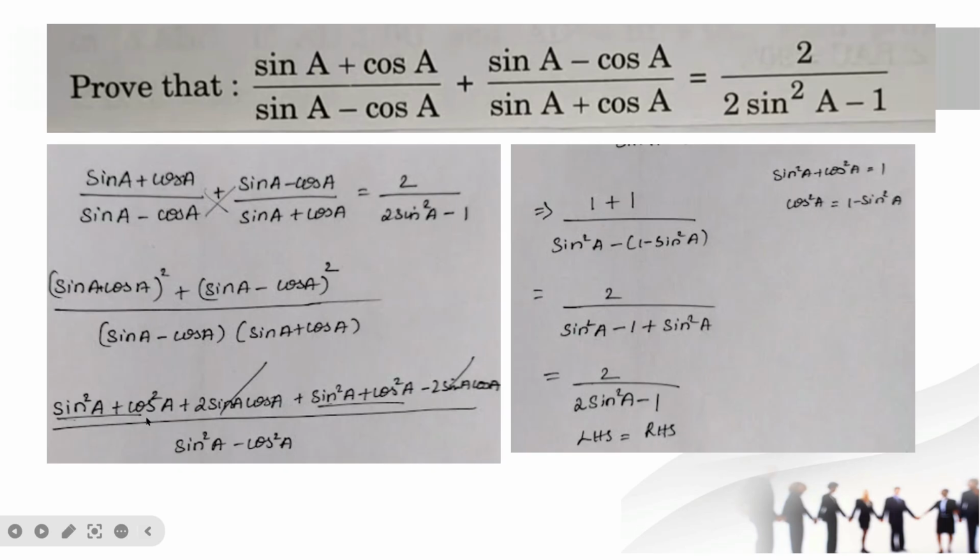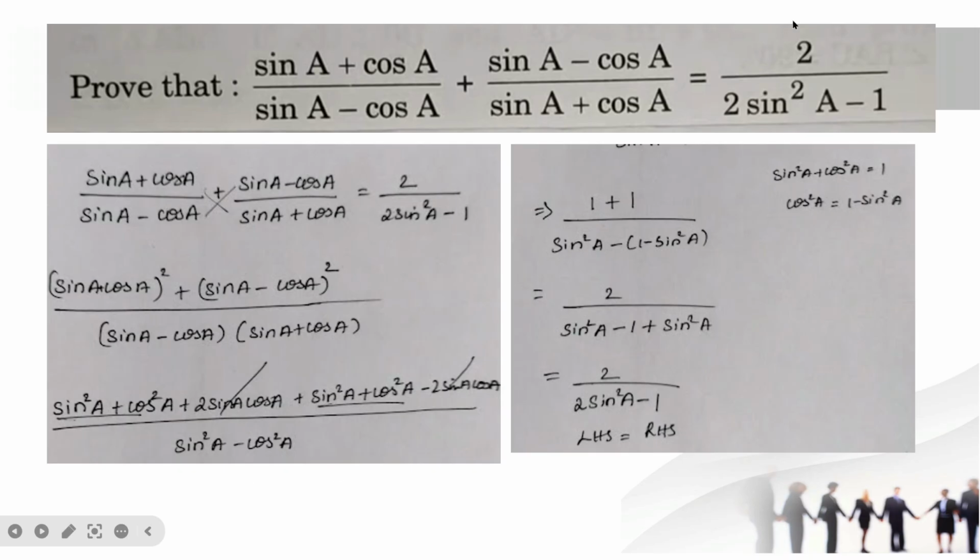So sin square plus cos square plus 2 sin cos. Here sin square plus cos square minus 2 sin cos. Here A plus B, A minus B means A square minus B square. So sin square minus cos square. So 2 sin A cos A minus 2 sin A cos A will go. So we are having these two. Sin square A plus cos square A identity is 1. Sin square A plus cos square A identity is 1. So 1 plus 1 is 2.